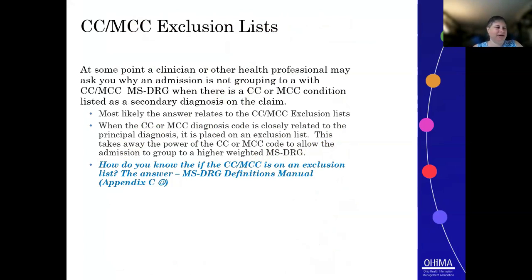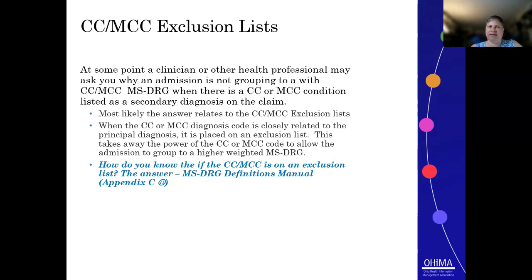At some point, a physician or clinician is going to ask you why an admission is not grouping to a CC or MCC MS-DRG when there's a CC or MCC condition listed as a secondary diagnosis on the claim. They're like, I can see there's an MCC on this admission. Why am I not going to the highest severity of illness MS-DRG? That's what they're going to ask you. And most likely the answer relates to the exclusion list.